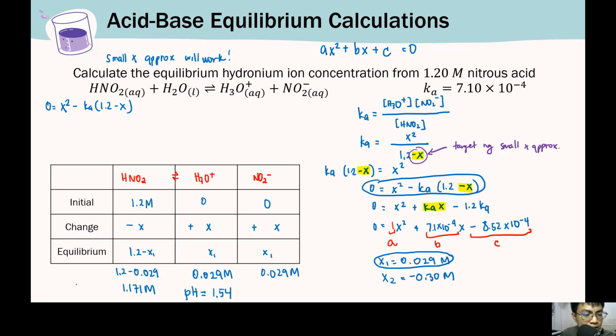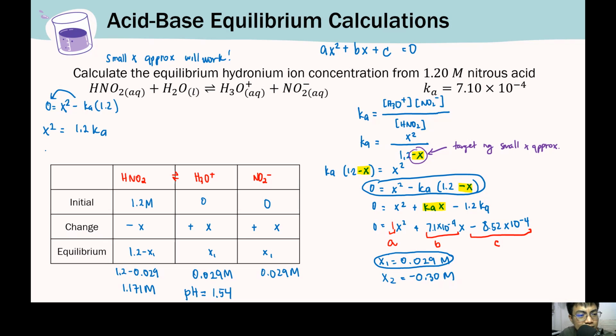Okay, so that's the target of the small x approximation. If you use the small x approximation, you just simply delete that. Okay? So we can just simply delete this, and what will happen? X squared minus Ka times 1.2. So let's move it to the other side. That's x squared equals Ka times 1.2.